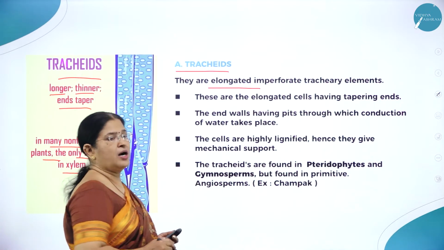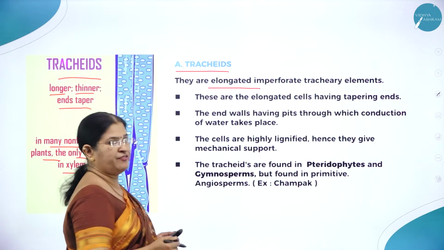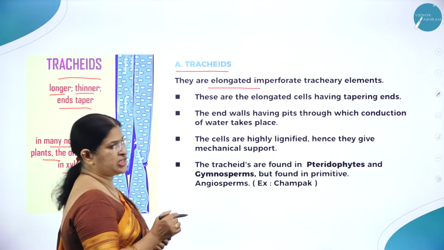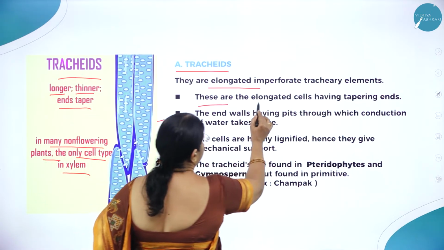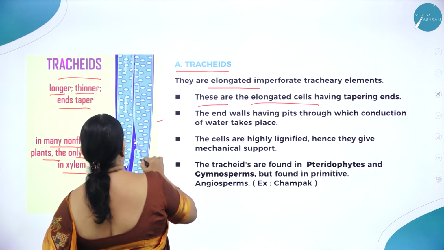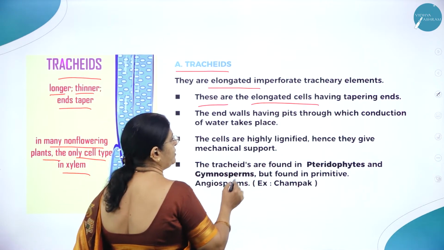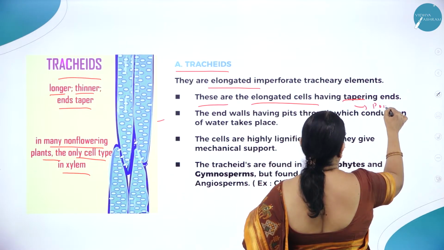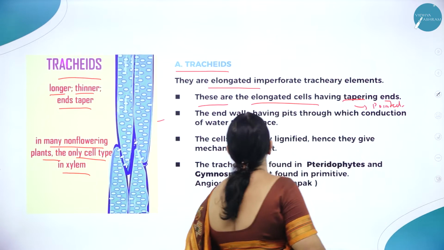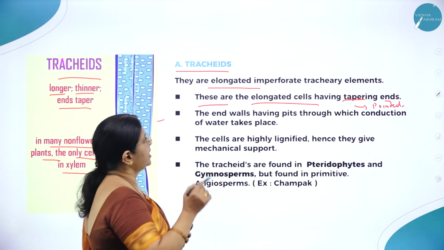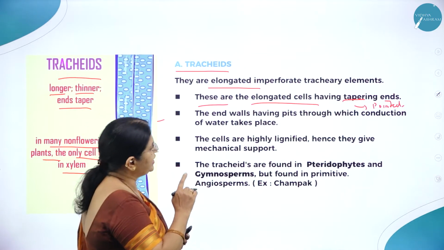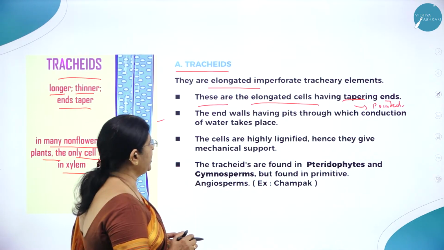So here, what is the anatomical feature of tracheids then? They are elongated imperforate tracheary elements. These are the elongated cells having tapering ends. What do you mean by tapering ends? Pointed ends. Tapering also means pointed ends. So they are elongated imperforate tracheary elements, elongated cells having tapering ends.